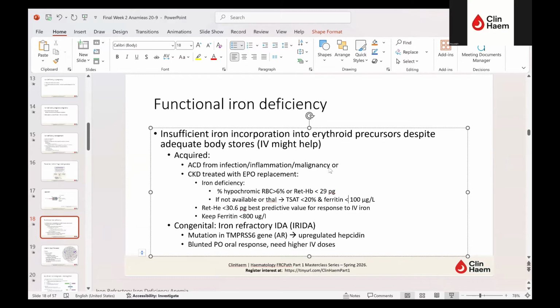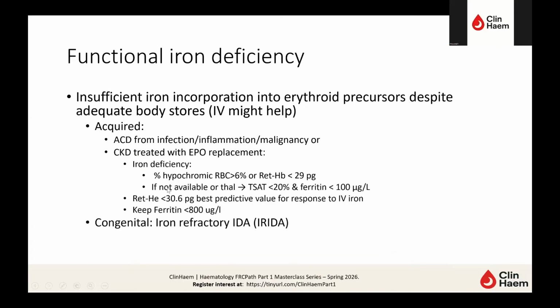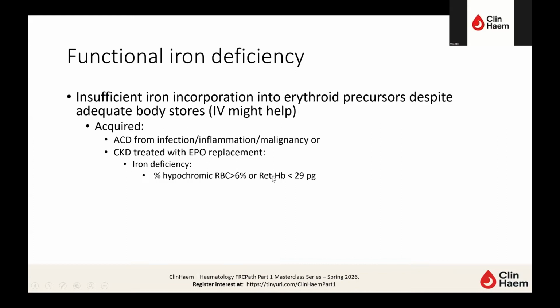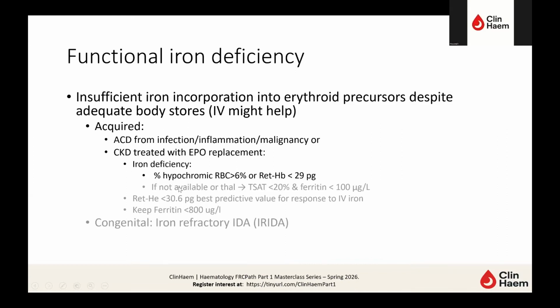So iron deficiency is when either hypochromic cells are more than 6%, or reticulocyte hemoglobin is less than 29. But if they're not available, TSAT less than 20 and ferritin less than 100, and they suggest we use both of them together. The BSH guideline says if the ferritin is less than 200, if the person is on hemodialysis, but the NICE one doesn't mention that. NICE just says TSAT plus ferritin of this much.